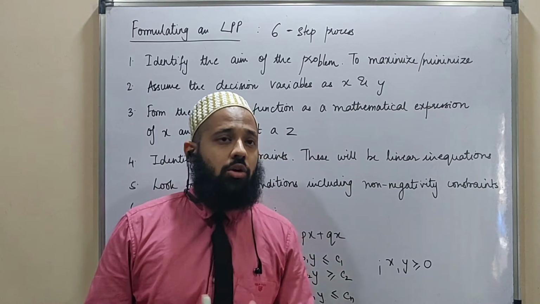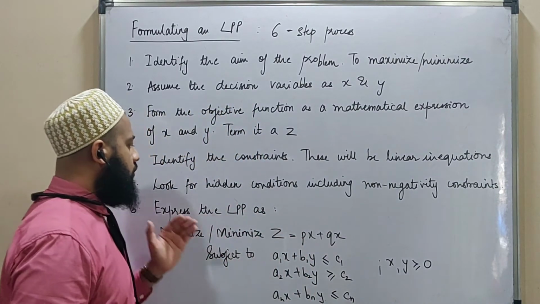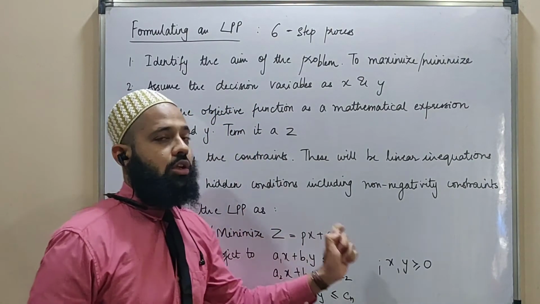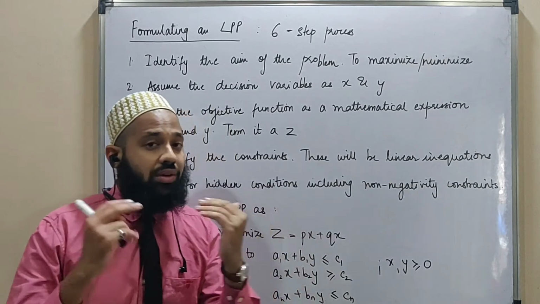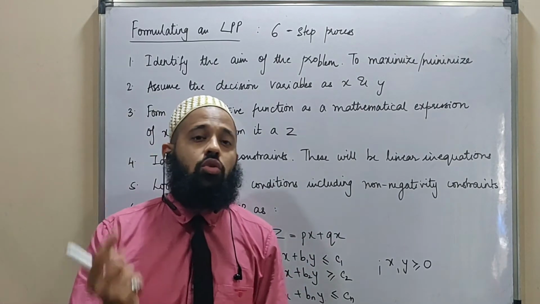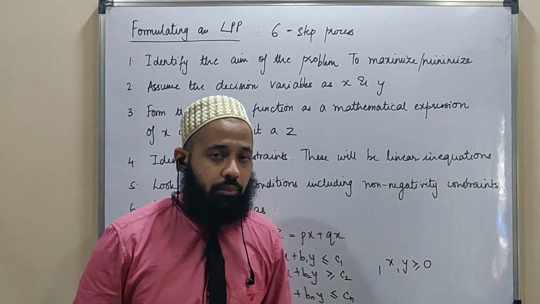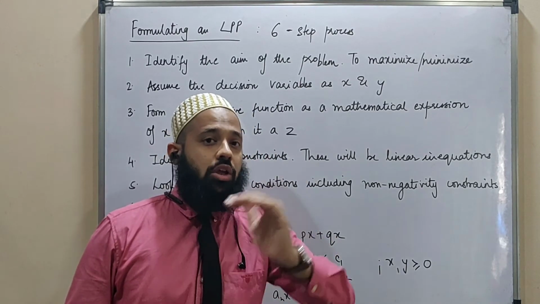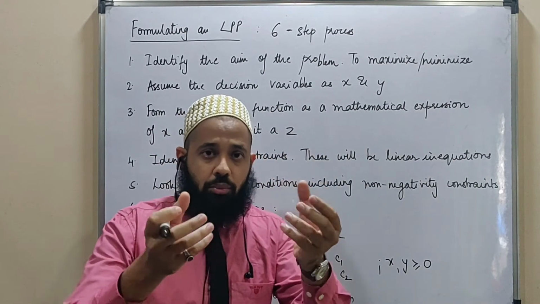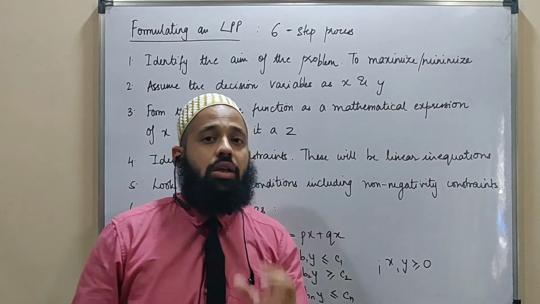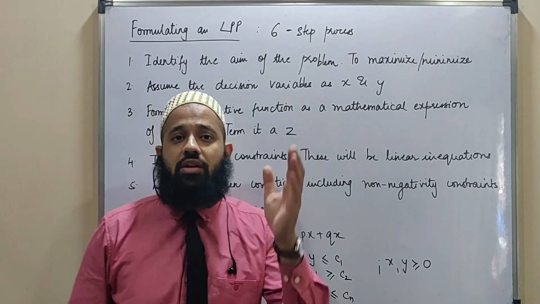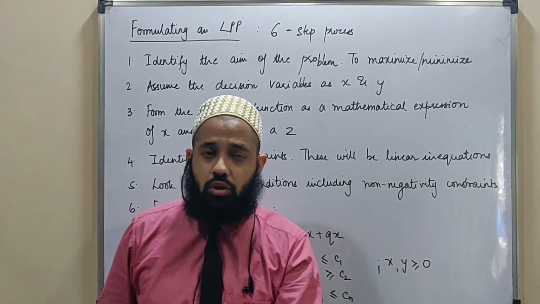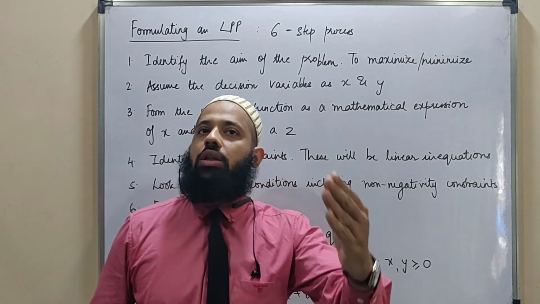Next we have to look for hidden conditions including the non-negativity constraints. See, no one tells you about the non-negativity constraints, you are the one who puts them in the sum. So we have the constraints, and after that we have finished the problem. अपने problems में से constraints निकाल दिए. Now you will write the non-negativity constraints, that is x greater than or equal to 0, y greater than or equal to 0, and look for other constraints also.